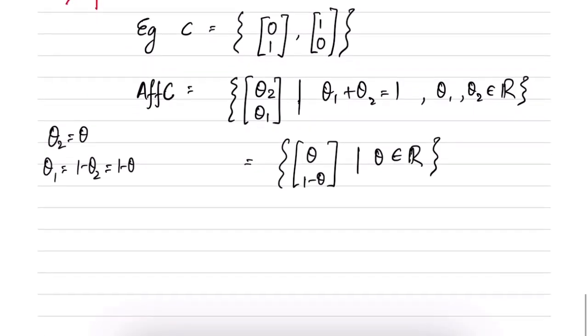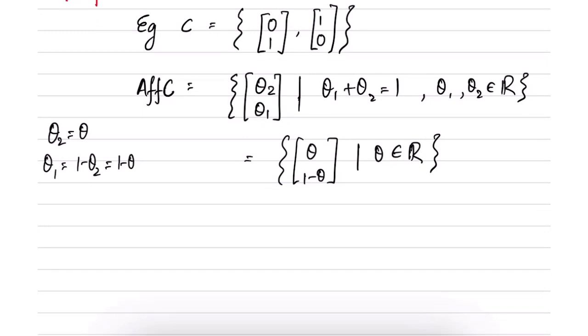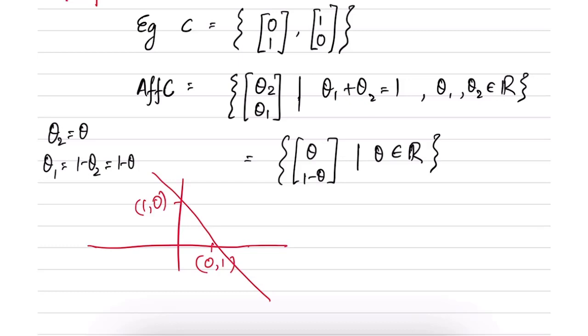Right, so what is this set? What is the set which contains all points of the form (theta, 1 minus theta), where theta is a real number? As in the previous example, this is again a line that passes through the 2 points that we had specified. We had specified (0, 1) and (1, 0), and this is again a line that passes through these 2 points. So I hope the idea of affine hull in the 2-dimensional case at least is clear.